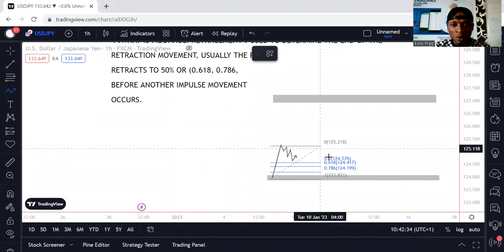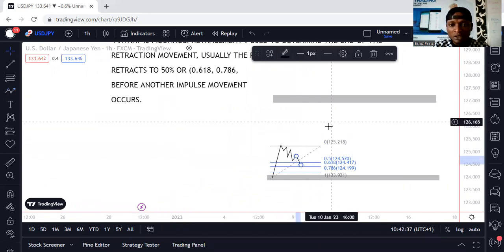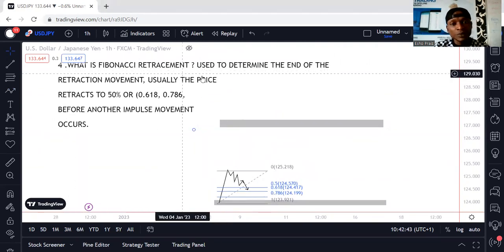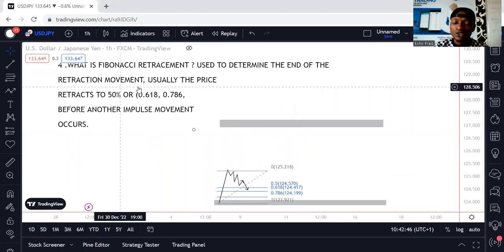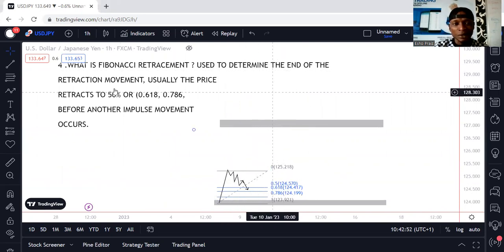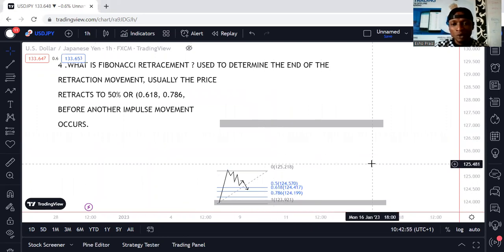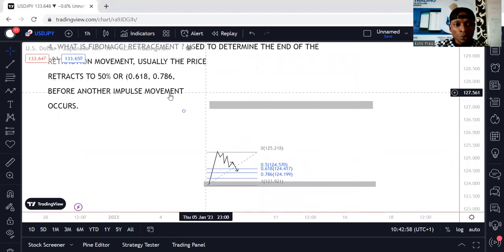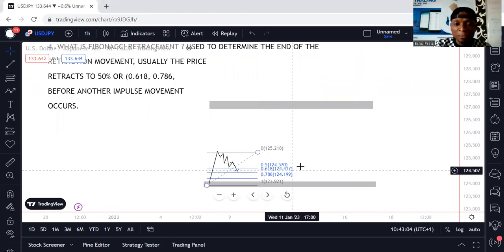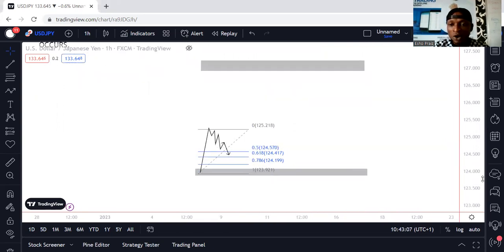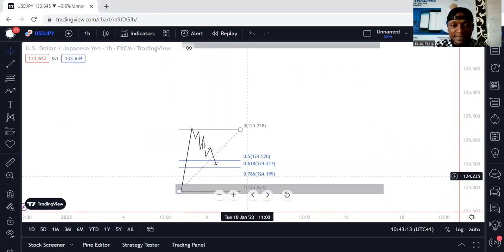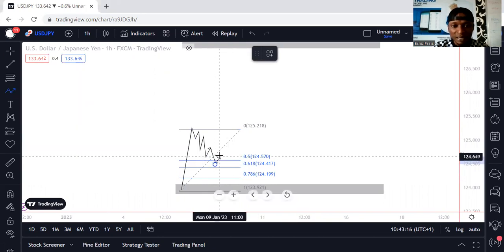According to what was written here, they said usually the price Fibonacci retracement is used to determine the end of retraction movement. So this is the retraction movement. Usually price must retrace to at least 0.5, which is still the same thing as 50%, or 0.618, or 0.786.